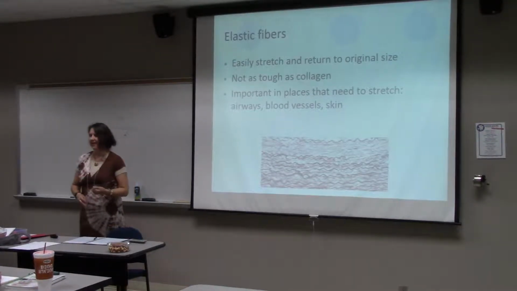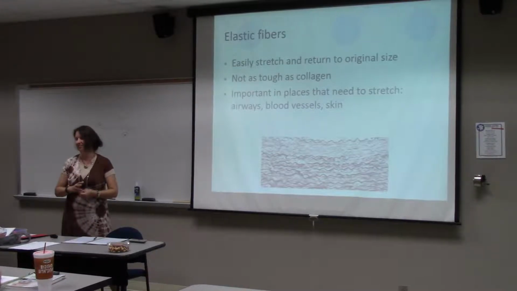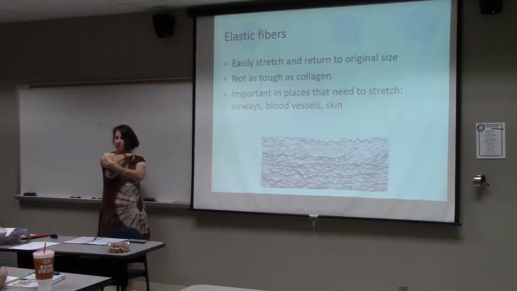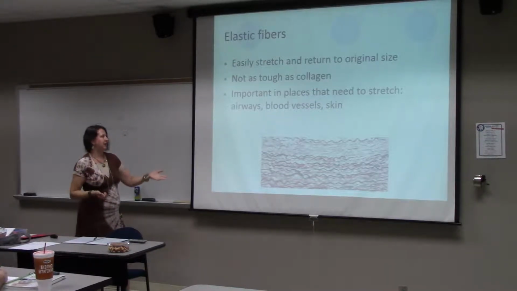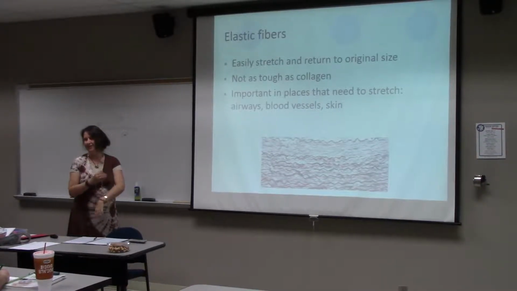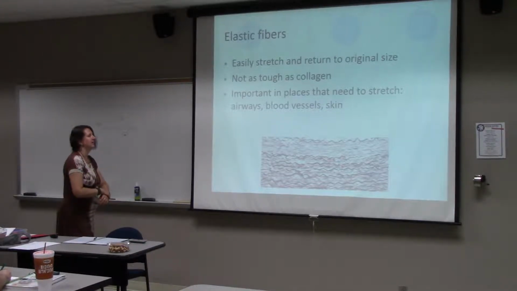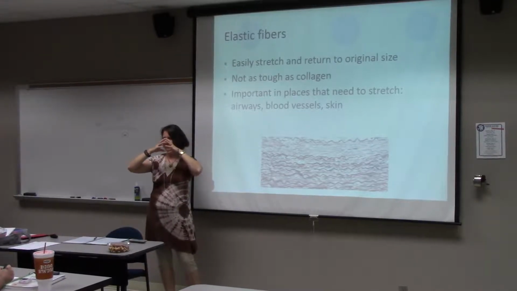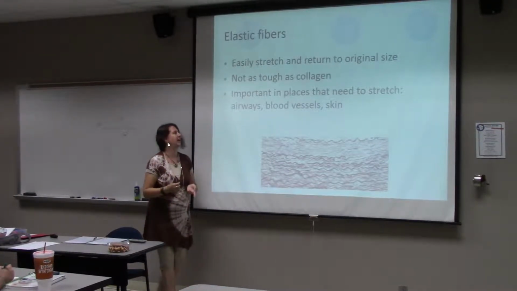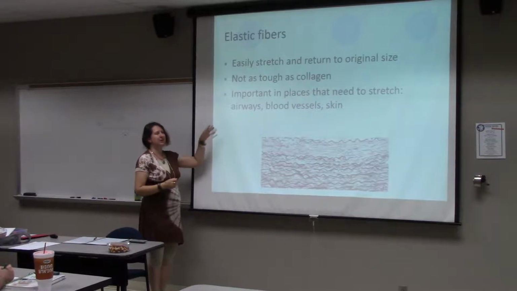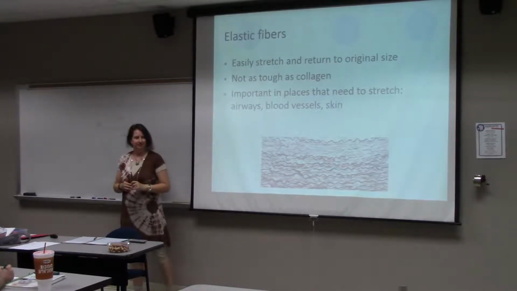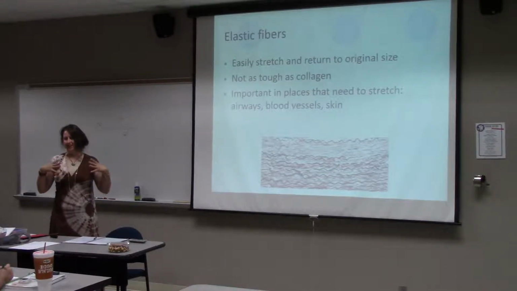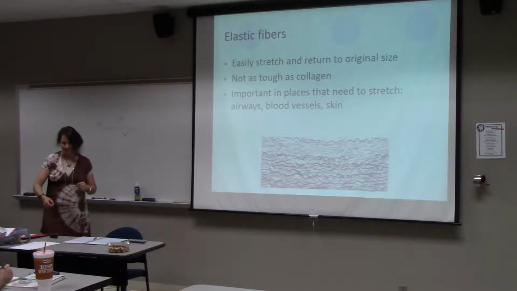Your skin actually has both elastic and collagen fibers because it needs to be able to stretch as you bend your joints and pull it across them. But it also needs to be tough to keep things from breaking through it. Blood vessels, where the blood pushes against them and makes them stretch, are going to have elastic fibers. And some areas in your airways, like the lungs overall, have a lot of elastic fibers so they can stretch to inhale.